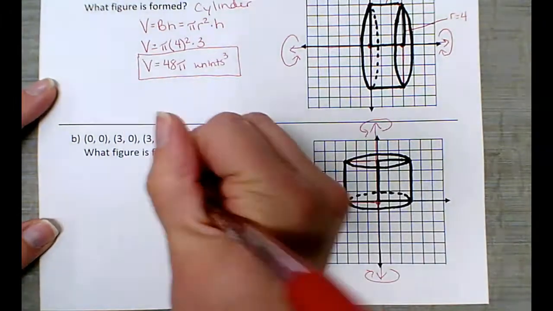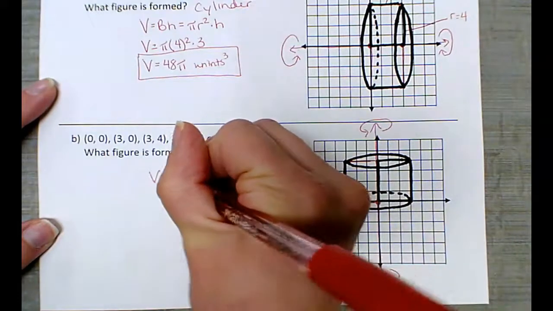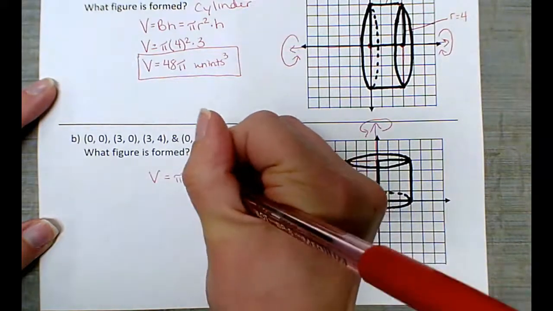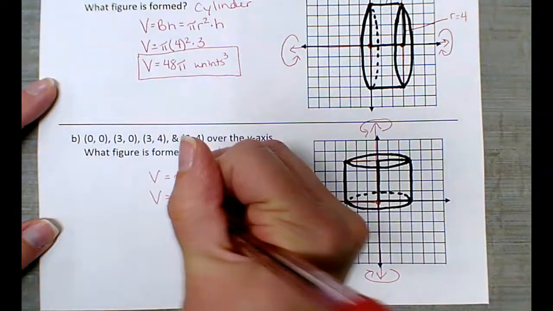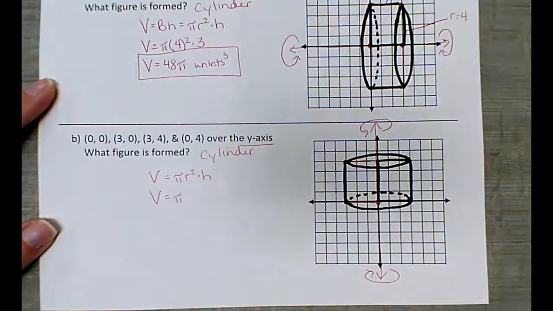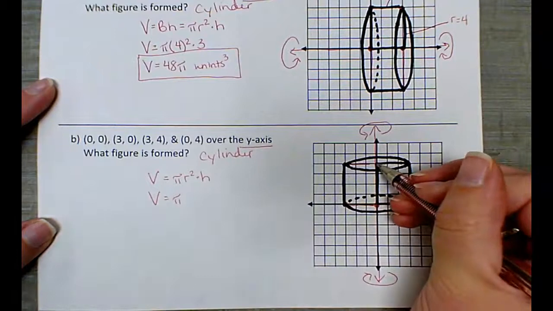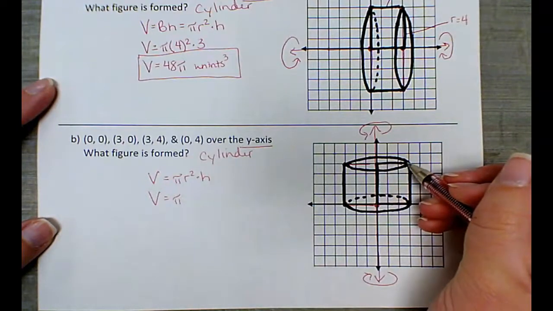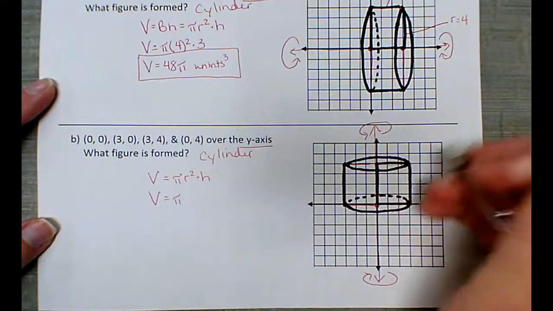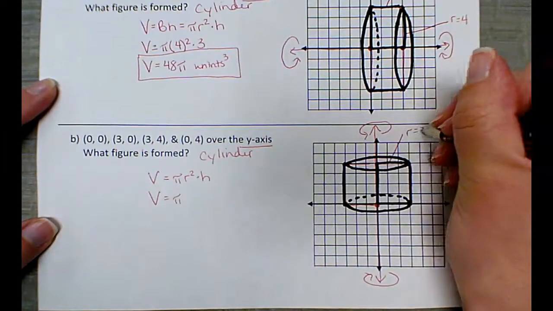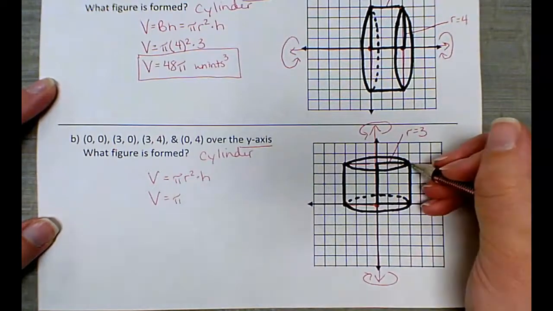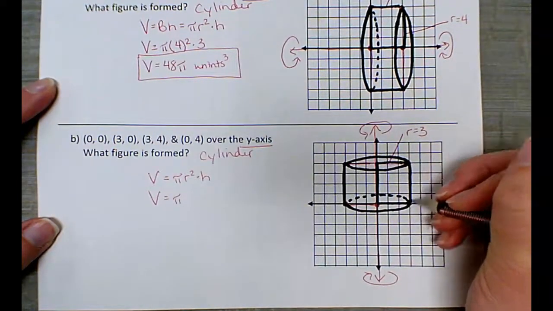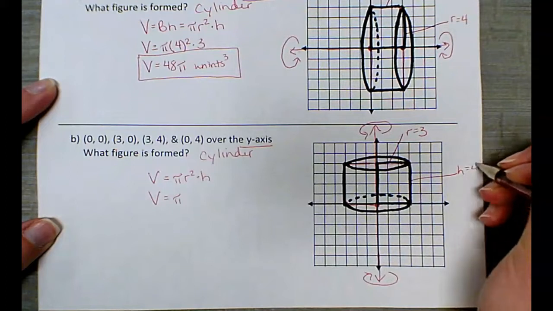My formula for the volume of a cylinder is what we have written in example 1a, pi r squared times the height of the cylinder. I need to find the radius and the height. The radius would be this distance from the center. Notice that the center is on the axis of rotation. That distance to the circle is 1, 2, 3 units. So the radius equals 3 units. The height, the distance between the bases, is 1, 2, 3, 4 units. So height equals 4 units.